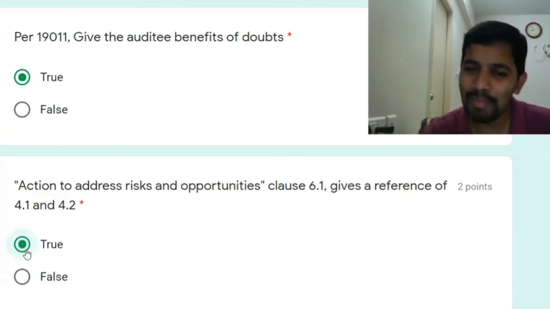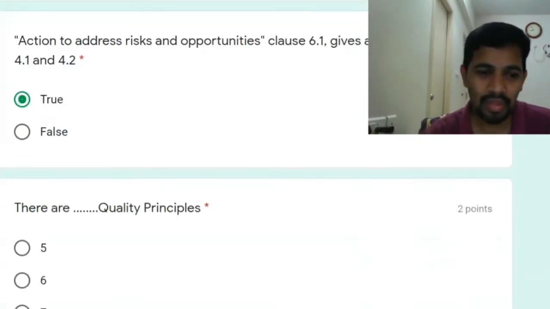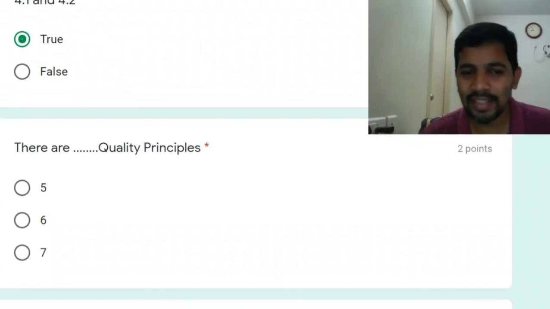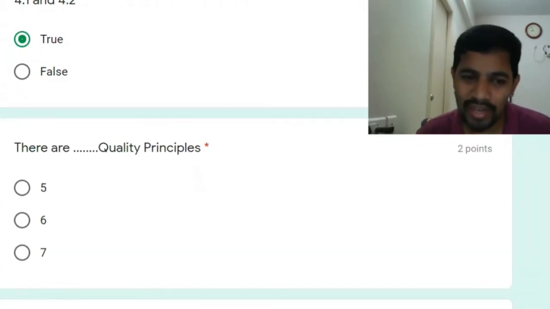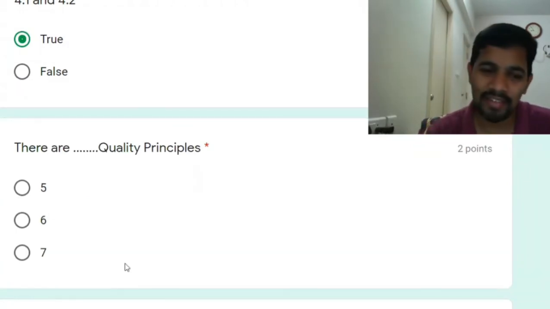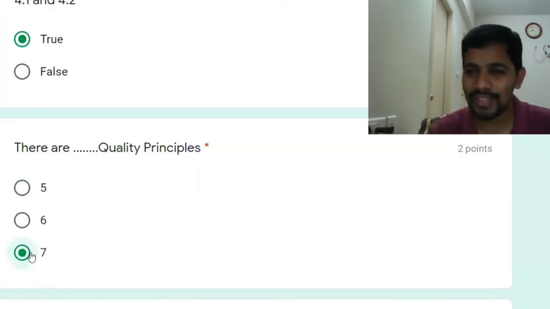For more information, please read the standard ISO 9001, clause number 6.1. There are quality principles, 5, 6, 7. So the answer is 7. You all remember that. The first is customer focus, engagement of people and so on, right?